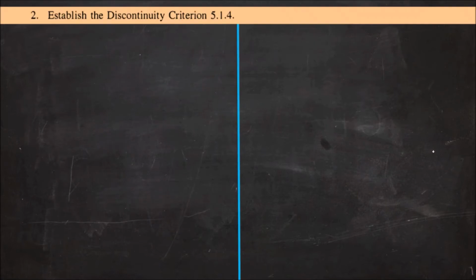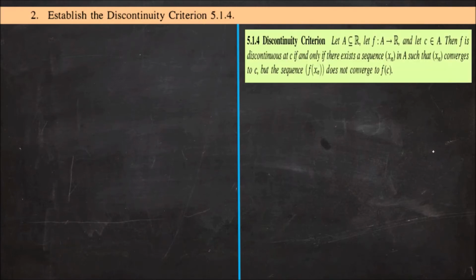Now let us move to question number 2. In question number 2, we have to establish the discontinuity criteria. So what is the discontinuity criteria? The discontinuity criteria is that f is discontinuous at c if and only if there exists a sequence xn in A such that xn converges to c but the corresponding sequence f(xn) does not converge to f(c). This is similar to what we did in the converse part of the last theorem. So you just have to rewrite the proof of the last theorem and you will get the proof of this theorem.